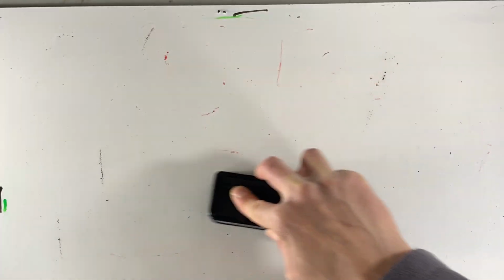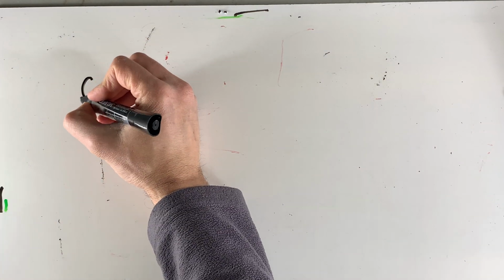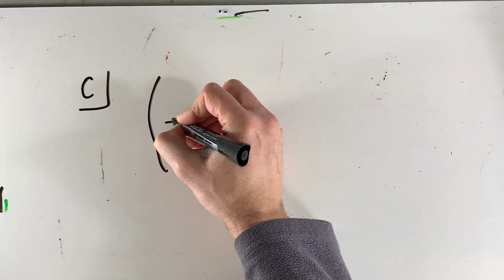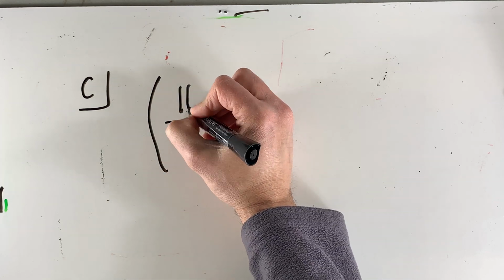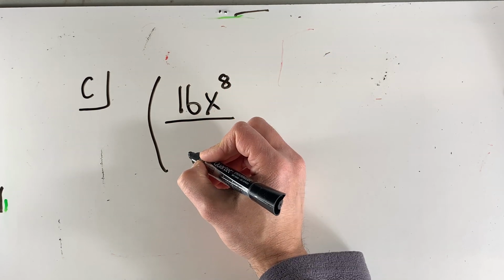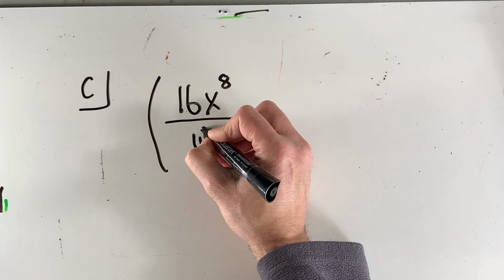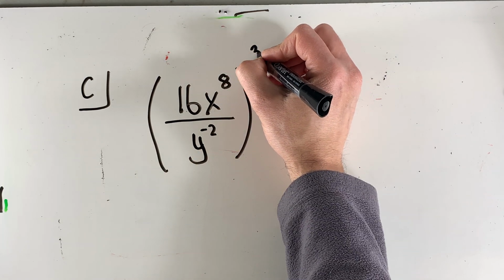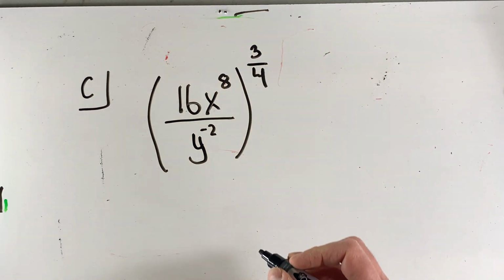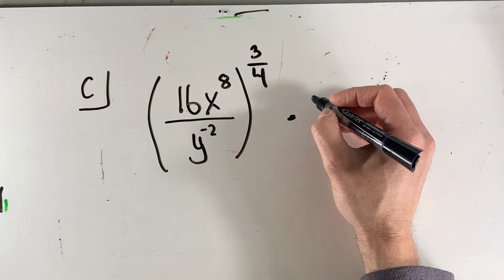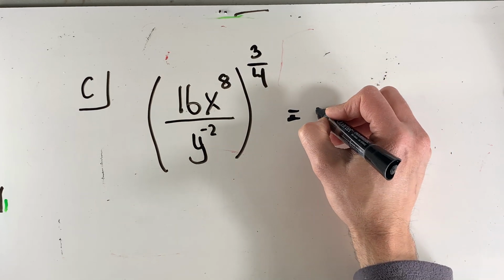Finally, we have, not finally, there's 2 more questions. So C, we have upstairs, 16 times x to the power of 8. Downstairs, we have y to the power of -2. And then we have an outside exponent of 3 over 4, or 3/4. We apply the outside exponent to the quotient inside the bracket.